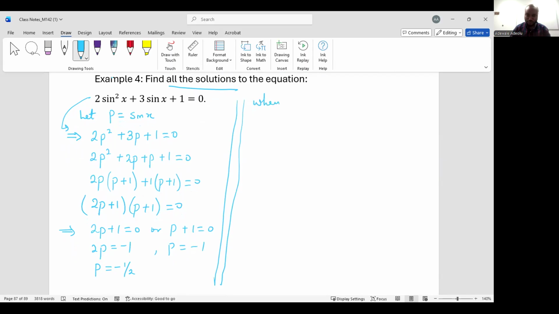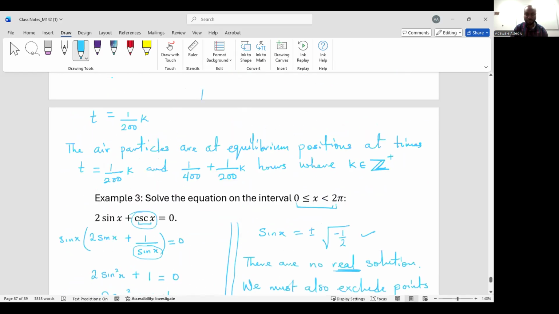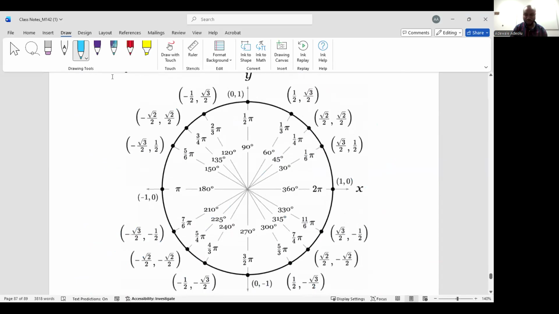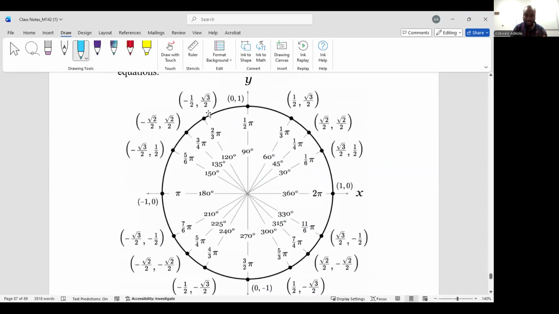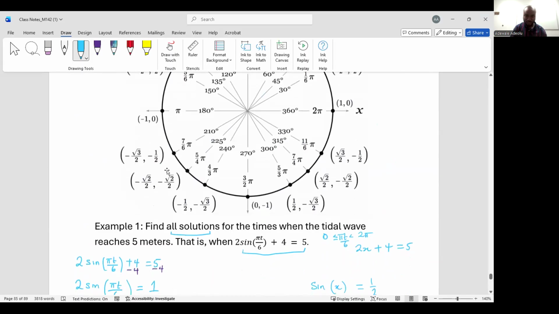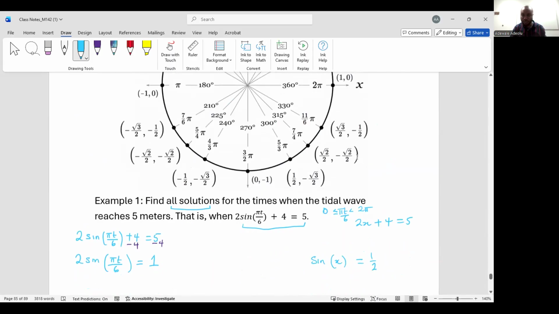So we say when p equals negative half, our p is sine x. That is, sine x is minus 1 over 2. Now, guys, we are asking, what is that angle such that when we take the sine of that angle, it is negative 1 half? We'll return to our unit circle, negative 1 half for sine. We have it here, 7 pi over 6, and also at 11 pi over 6.